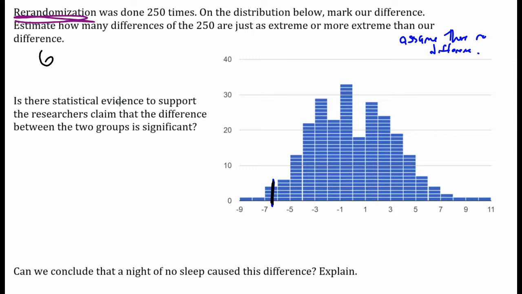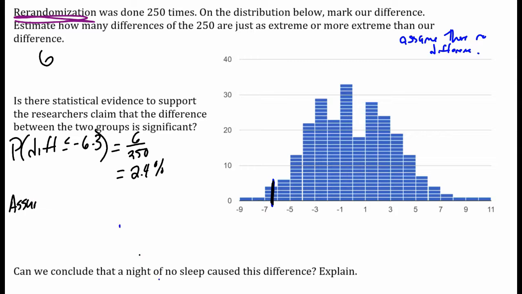Is there statistical evidence to support the researchers' claim that the difference between the two groups is significant? Well, what's the probability of getting a difference that's less than or equal to negative 6.3? My difference was negative 6.3. I want to know what's the probability that it's less than that. Well, that probability comes out to be 6 out of 250 re-randomizations. 6 out of 250 is 2.4%. So is there statistical evidence to support the researchers' claim? The answer is yes, there is statistical evidence because assuming there is no difference, the probability of getting a difference just as extreme or more extreme than our difference is 2.4%. That is not a likely outcome.